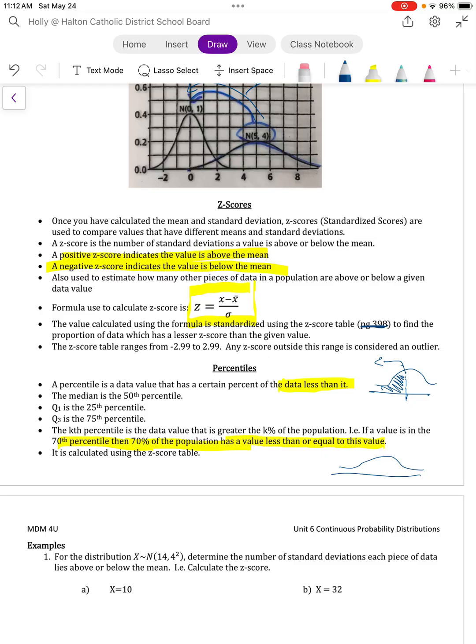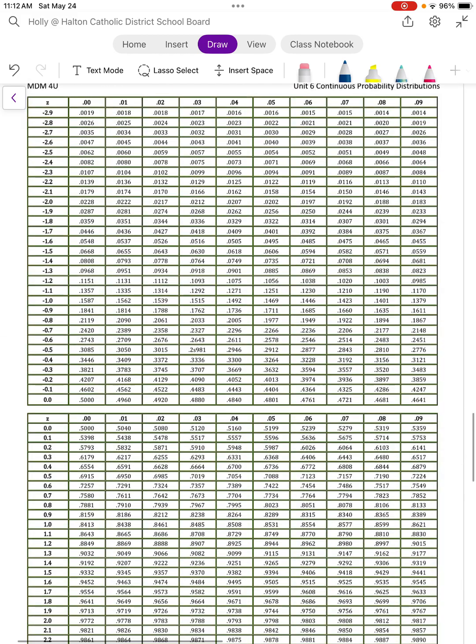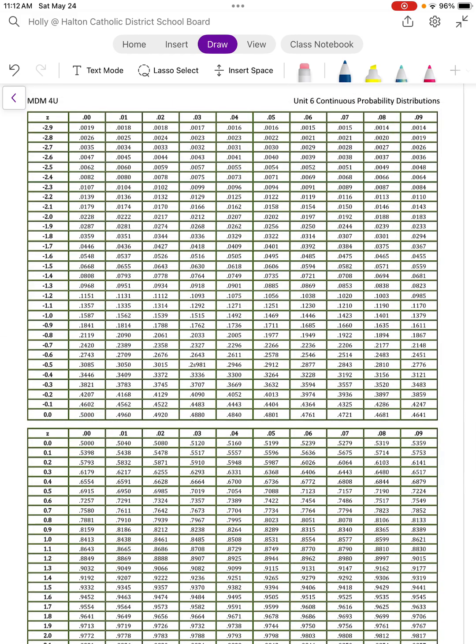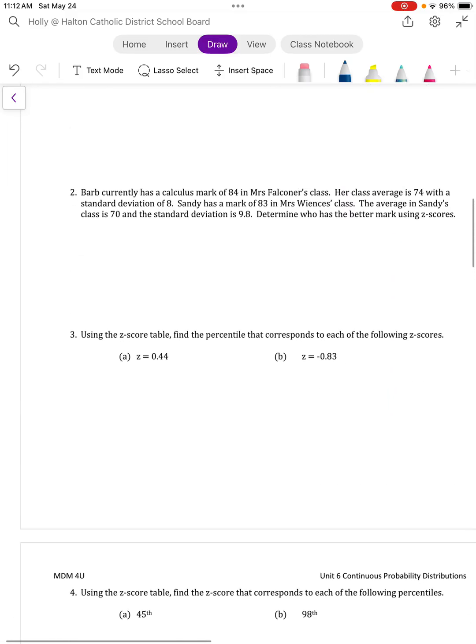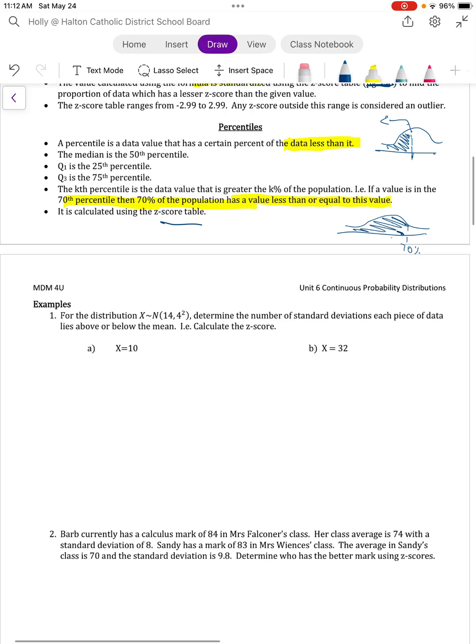If I said, say that's 50, say that's 70, everything less than that, okay? And that's calculated basically using your Z-score table, which is at the end of this lesson here. Okay, so let's do a couple of examples and I'll show you how to apply this.